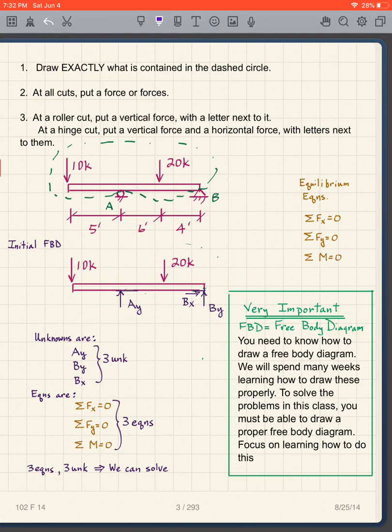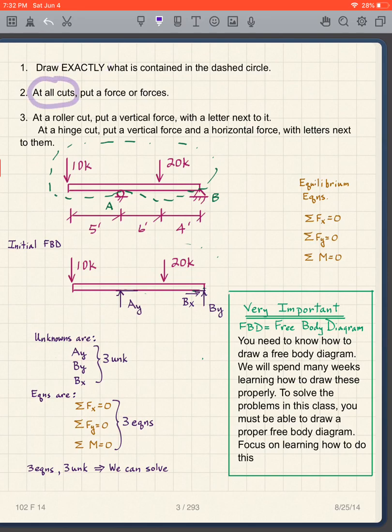Once we draw our dashed circle, before this, first we draw the dashed circle. Of course, it's a circle, a loop, and it must close. Draw the dashed circle. That's the first thing we do. And then what we do is we draw exactly what's in that circle.